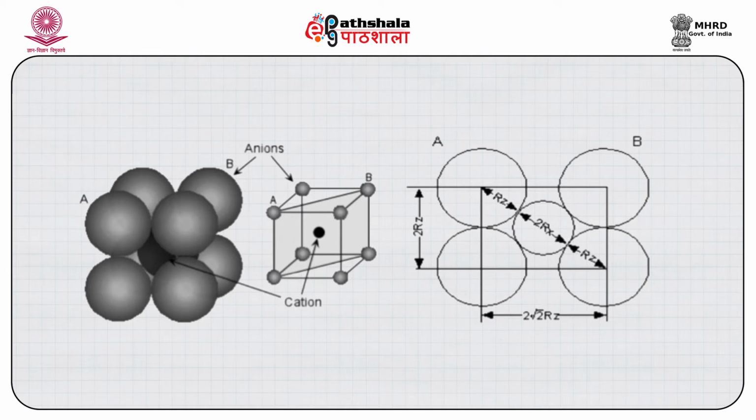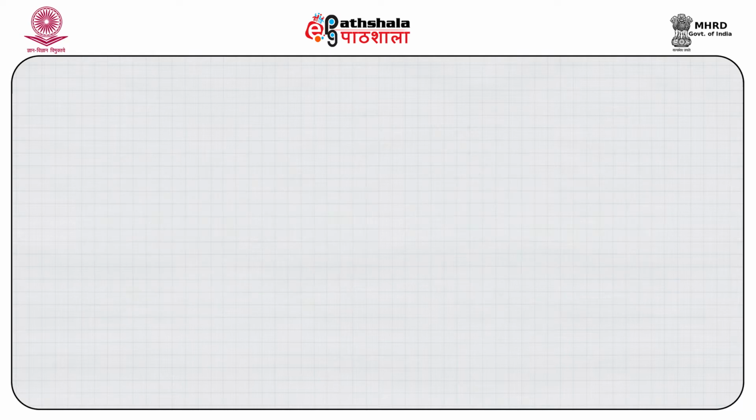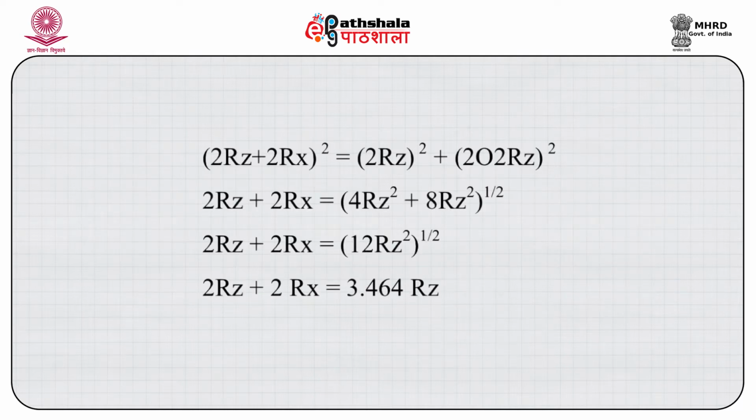The radius of the cation, that is the positive ion, is given as r x, and the diameter will become 2 r x, and that of the anion is r z. Since in this diagram, as you can see, there are 2 r z, this distance will become 2 r x plus 2 r z. Now, applying Pythagoras theorem, we can say that (2 r z plus 2 r x) square is equal to (2 r z) square plus (2 root 2 r z) whole square.